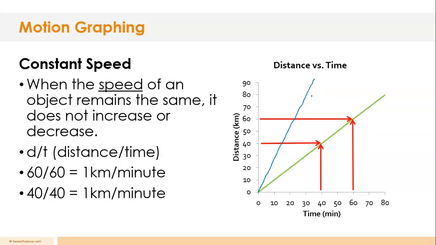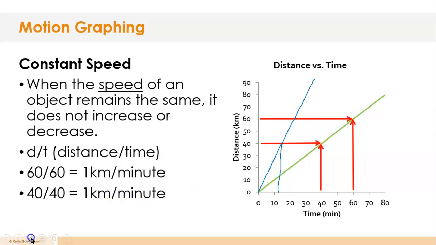How do we know this? Well, a couple different ways. We could do the calculations, okay? Here's a spot here at 40 kilometers, and if we come straight down, we're at a little over 10. So we can see that the speed is faster than 1 kilometer per minute, all right? We can also tell that because it is a steeper line. So the steeper the line, the faster the object is moving.